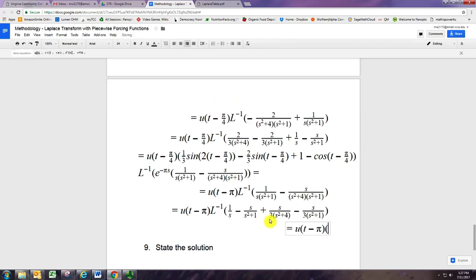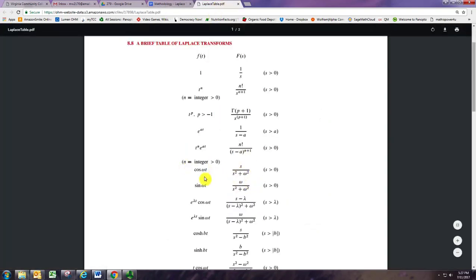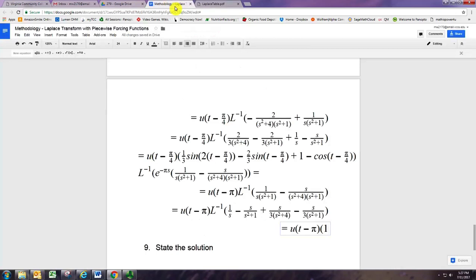Inverse transform of 1 over s is just 1. Remember, you don't need to subtract pi for ones that don't have the variable. Only when t would appear do you subtract the pi. S over s squared plus 1 is cosine of t, but we do t minus pi.